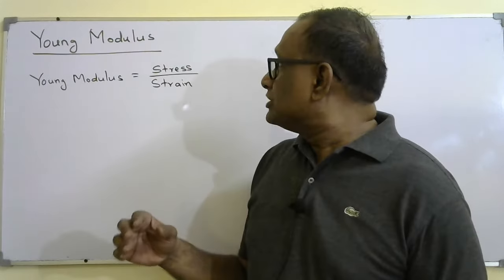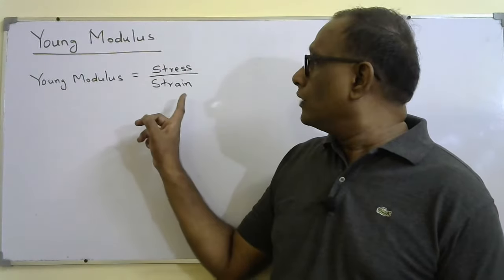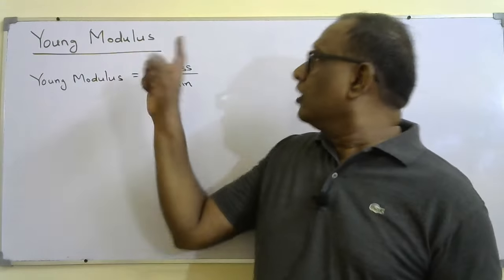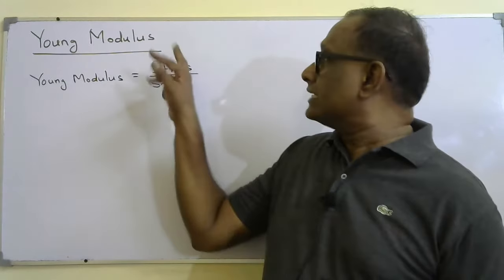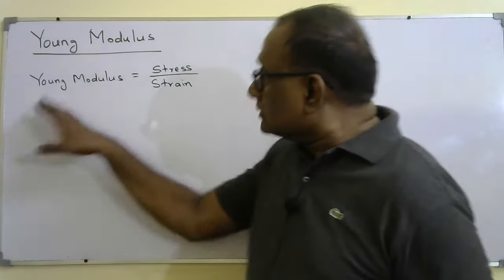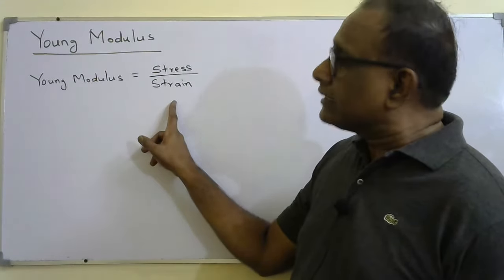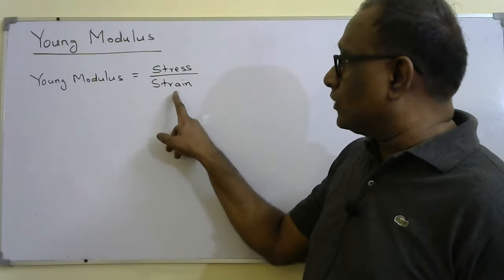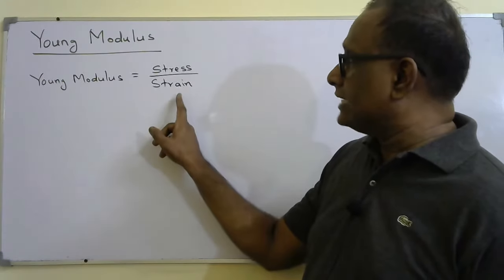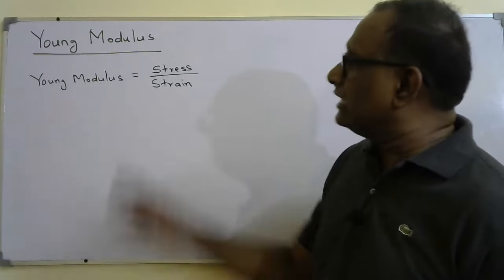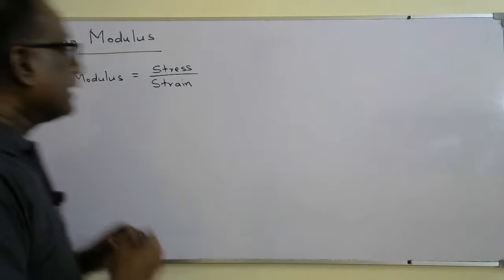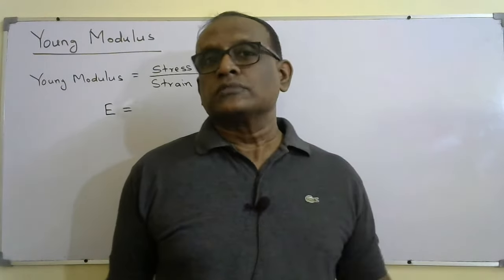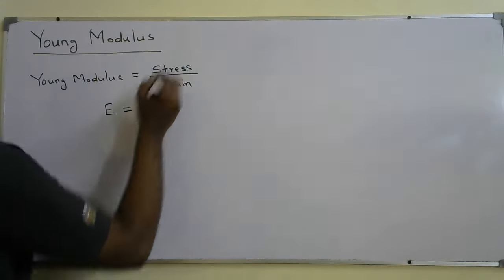I already explained that the ratio of force per unit area to extension per unit length is constant for a given type of material. That is called Young modulus, the ratio of stress to strain. Generally we can say Young modulus equals stress over strain, but sometimes the book says Young modulus is tensile stress over tensile strain, or compressive stress over compressive strain. Young modulus is denoted by capital E. Different books use different notation. Some use capital Y, but in your textbooks they use capital E.